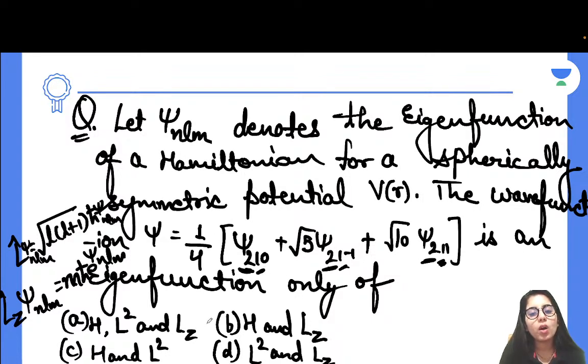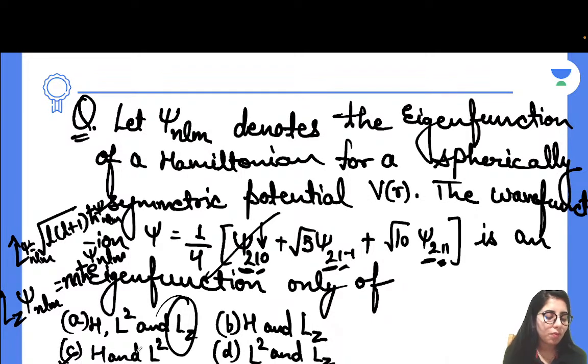And Lz is equal to what? m h cut. You can see here m is 0 for the first term, so this term will vanish, meaning it becomes 0. So when you operate Lz on psi, the first term will not be there, but the other two will be. So it cannot be an eigenfunction of Lz. When it is not an eigenfunction of Lz, you simply get option C to be correct, because the given wave function is an eigenfunction of H and L square, and that gives you the right answer for this question.